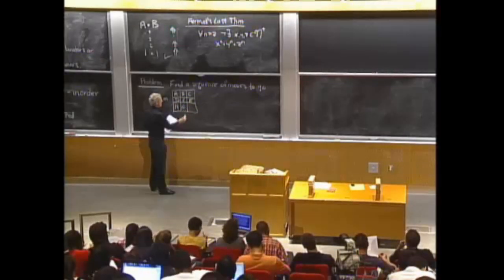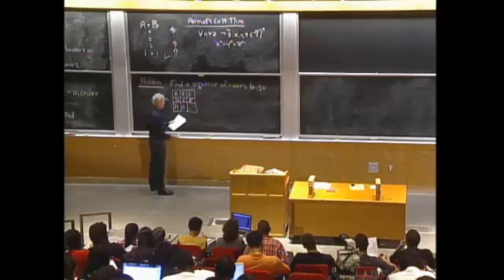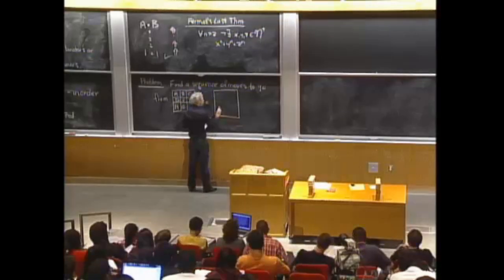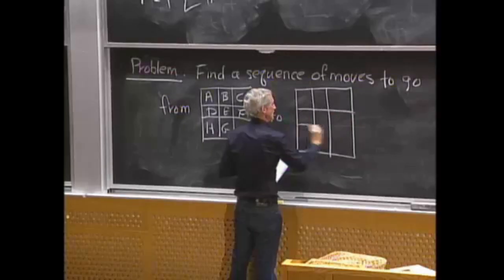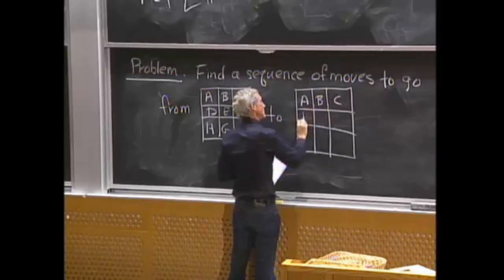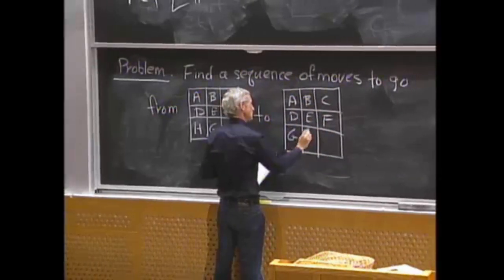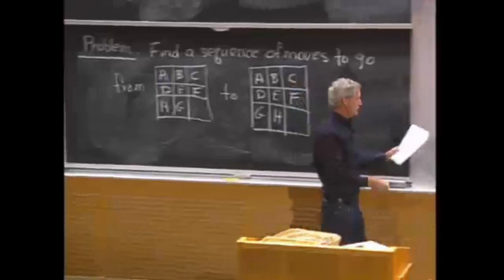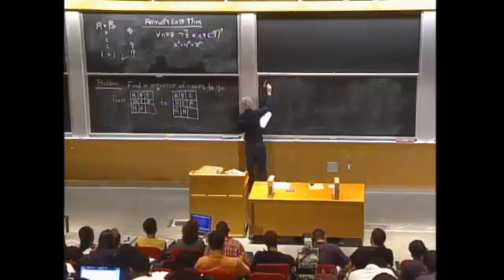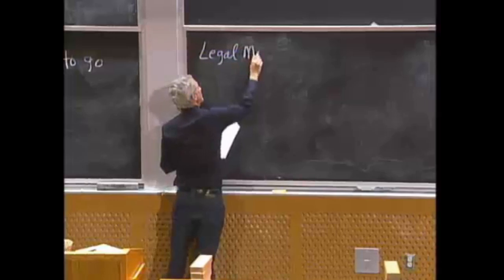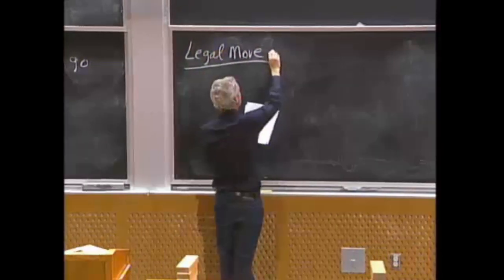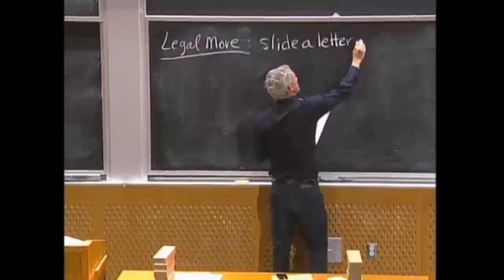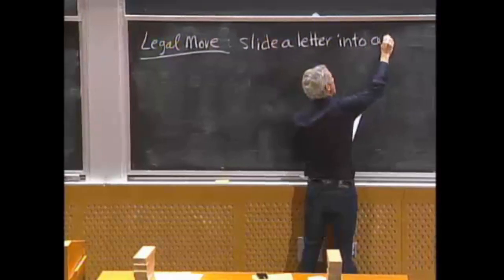And that square is blank, and I can move tiles or letters into it. I want to start here, and I eventually want to get to the configuration where the letters are all in alphabetical order. So G and H are in order. Now, a legal move means you slide a letter into an adjacent blank square. And you can go in a row or a column.